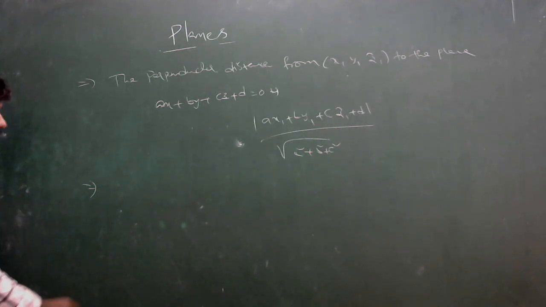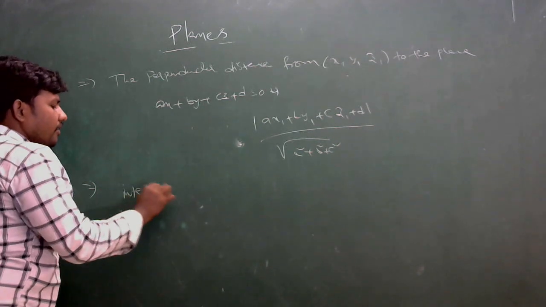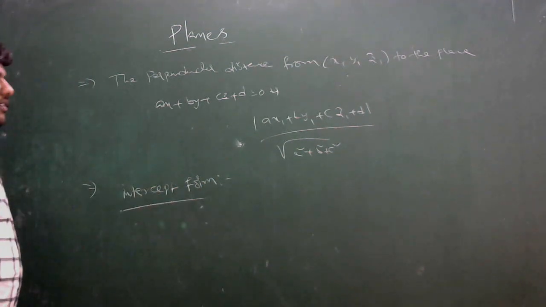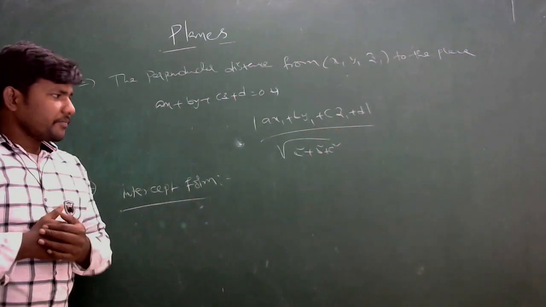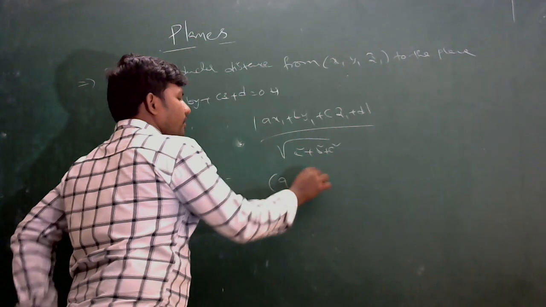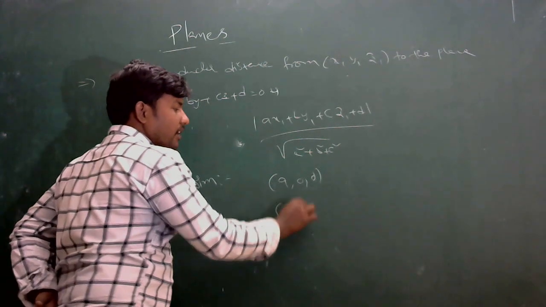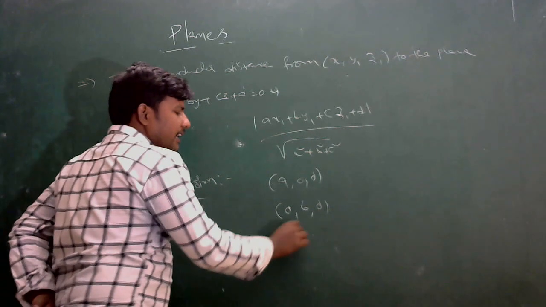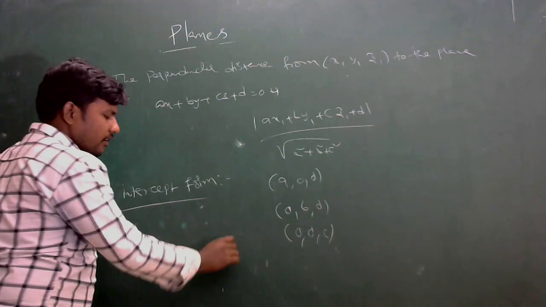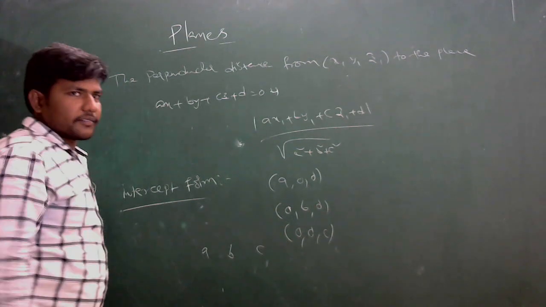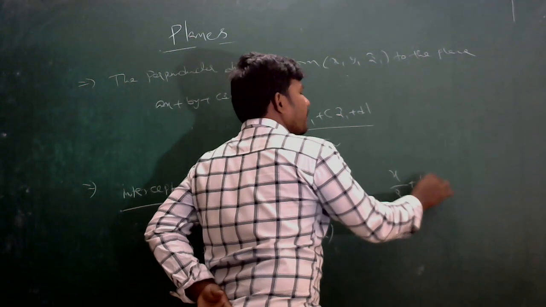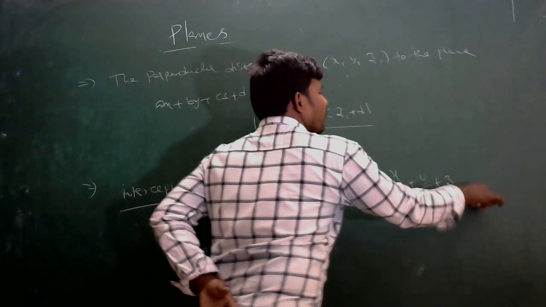Next, intercept form. If a plane touches the x-axis at a, 0, 0, the y-axis at 0, b, 0, and the z-axis at 0, 0, c, then a is called the x-intercept, b is called the y-intercept, c is called the z-intercept. The intercept form of a plane is x by a plus y by b plus z by c is equal to 1.